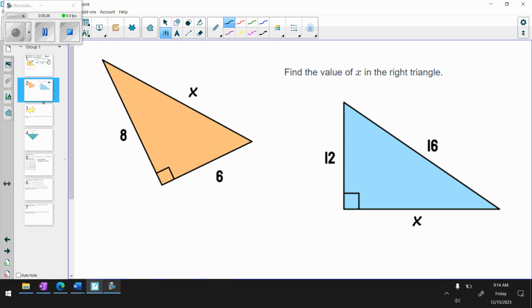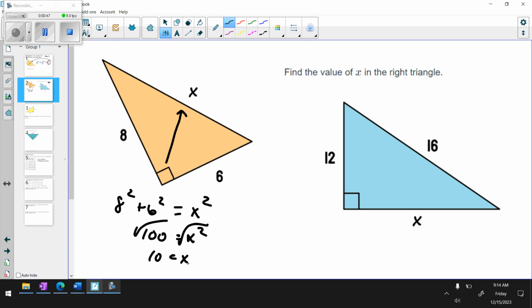All right, let's start. Here, I have a triangle. Two of the legs are 8 and 6. The hypotenuse is x. I always go like that; that is my hypotenuse. 8 and 6, it doesn't matter where they go. I square those, add them together, I get 100. I take the square root of both sides, I get x is 10.